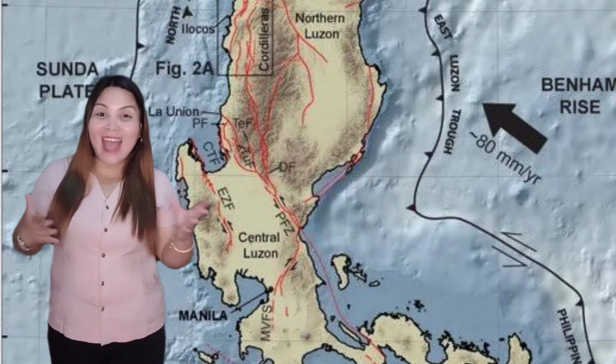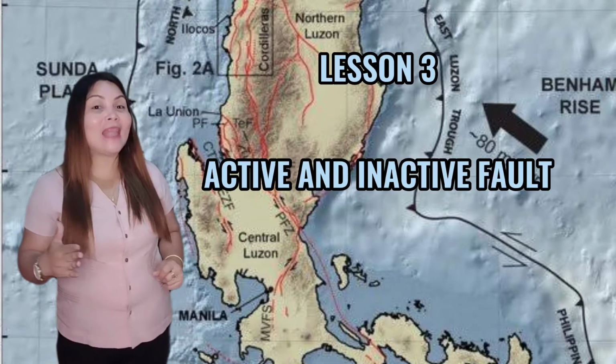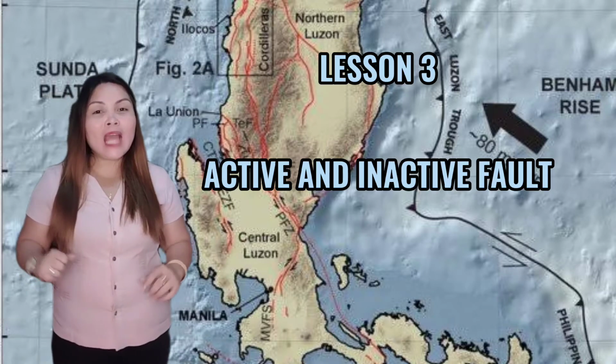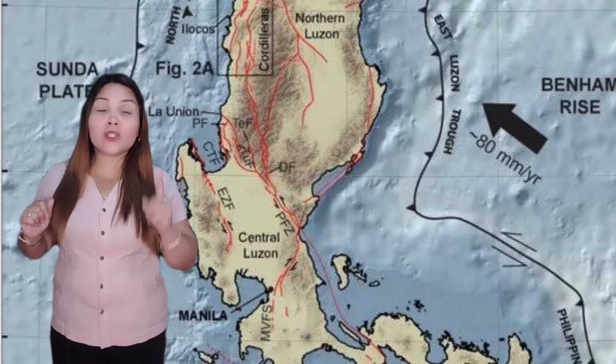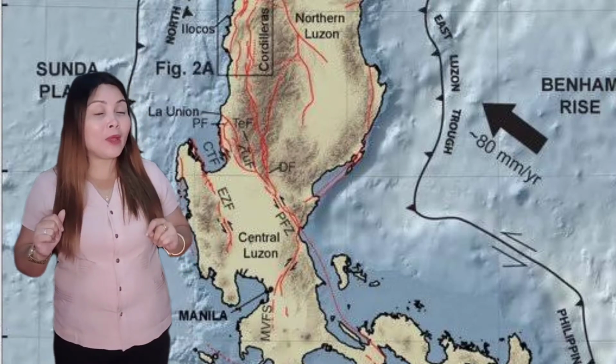Now, let's talk about active and inactive fault. In our previous lesson, a fault is a fracture or a zone of fracture where the rocks break. A fault line is a geological fracture wherein the movement of mass rock has displaced part of the earth's crust. Take note, class, the fault line produces powerful energy that can trigger strong earthquakes.